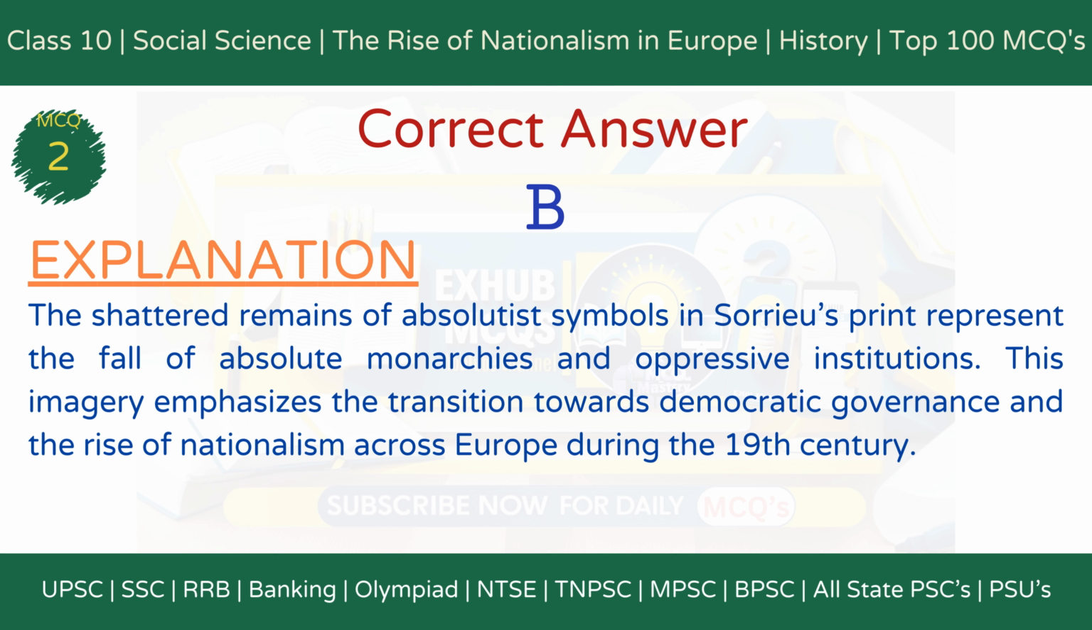Explanation. The shattered remains of absolutist symbols in Sorrieu's print represent the fall of absolute monarchies and oppressive institutions. This imagery emphasizes the transition towards democratic governance and the rise of nationalism across Europe during the 19th century.